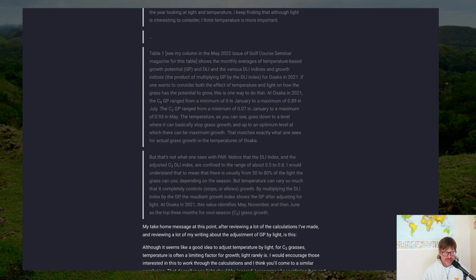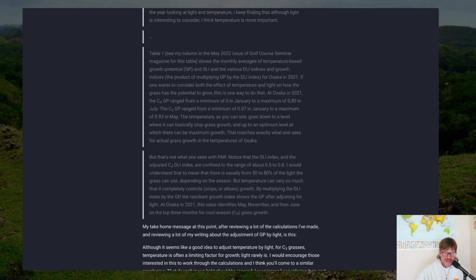I then wrote another column about this, so I skipped to that, and I said, let's see, table 1, and I'm referring to the column in the May 2022 issue of Golf Course Seminar magazine that has that table. Table 1 shows the monthly averages of temperature-based growth potential and DLI, and the various DLI indices and growth indices. So if you multiply the temperature-based growth potential by the DLI index, then I would call that a growth index.